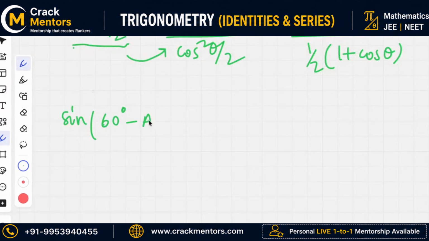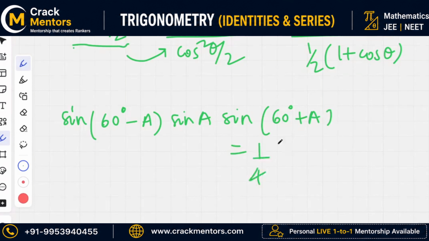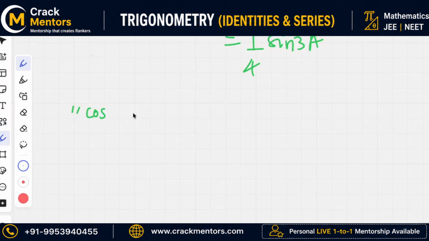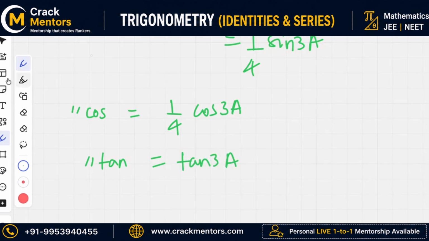Sine(60 degree minus A), sine A, sine(60 degree plus A). That is 1 by 4 sine 3A. Similarly, if this is with cos, it would be 1 by 4 cos 3A. And if it is with tan, it would be tan 3A, because it's like you're dividing it, right? You're dividing the first two.